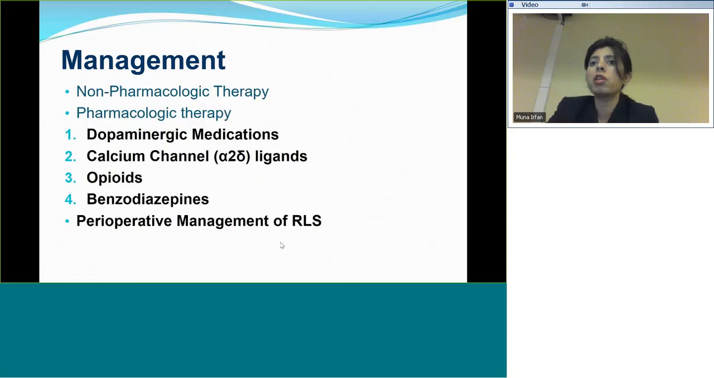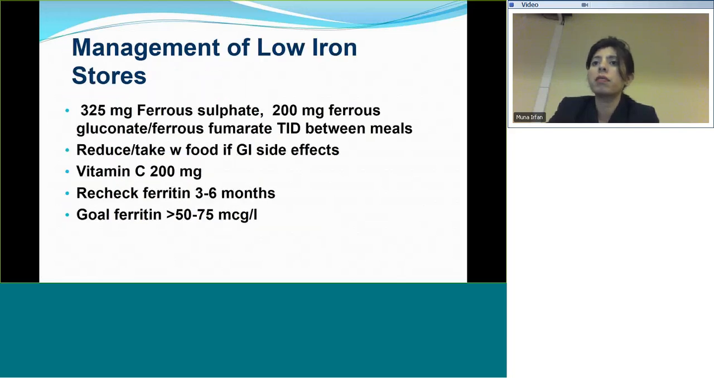So in non-pharmacological, other than the conservative, we could argue whether iron replacement is non-pharmacological or pharmacological, but that would be the mainstay. Before we move on to the other ones, if somebody has low ferritin, by low I mean less than 50 to 75, then iron replacement should be the first trial. It is available in various forms: 325 milligram ferrous sulfate or ferrous gluconate or fumarate, BID or TID between meals.